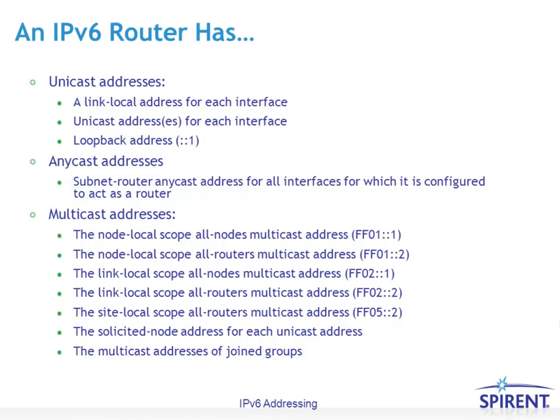An IPv6 router has similar but additional addresses compared to an IPv6 host. So from a unicast perspective, yes, it does have link local addresses for each interface, unicast addresses for each interface, and the loopback address. It has a special anycast address, which means any router on this subnet, and then various different types of multicast addresses. The same all nodes addresses, but also all routers addresses for both node local and link local. There's also the solicited node address, and various multicast addresses that the router might be joining. If it's running OSPF for IPv6, which is OSPFv3, for instance, there's a special multicast address for all SPF routers in the IPv6 world, just as there was in the IPv4 world too.